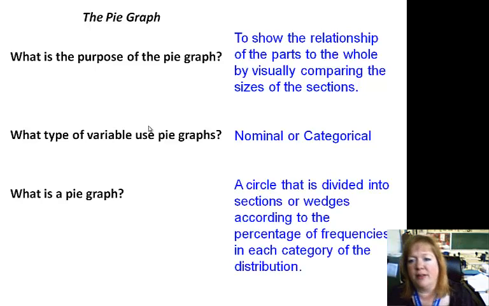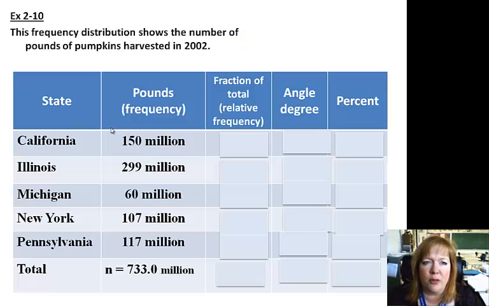What is a pie graph? Well, here's what it says. It says a circle that is divided into sections or wedges according to the percentages of frequencies in each category of the distribution. So I'm hoping that you have created pie charts before, but that's our goal today, is that you'll learn how to create pie charts from your frequency distribution.